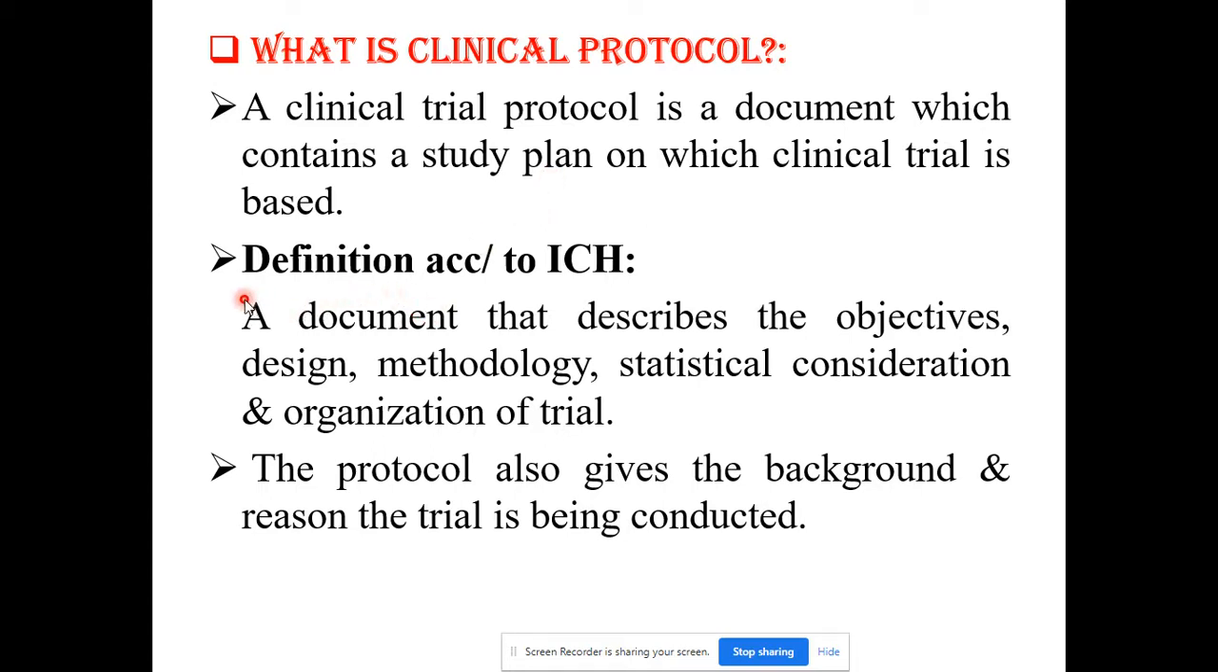Now, here one definition is given about the clinical protocol, and that definition is given by the ICH, International Conference on Harmonization. The ICH has given a definition in regard to the clinical protocol. According to them, a protocol is a document.